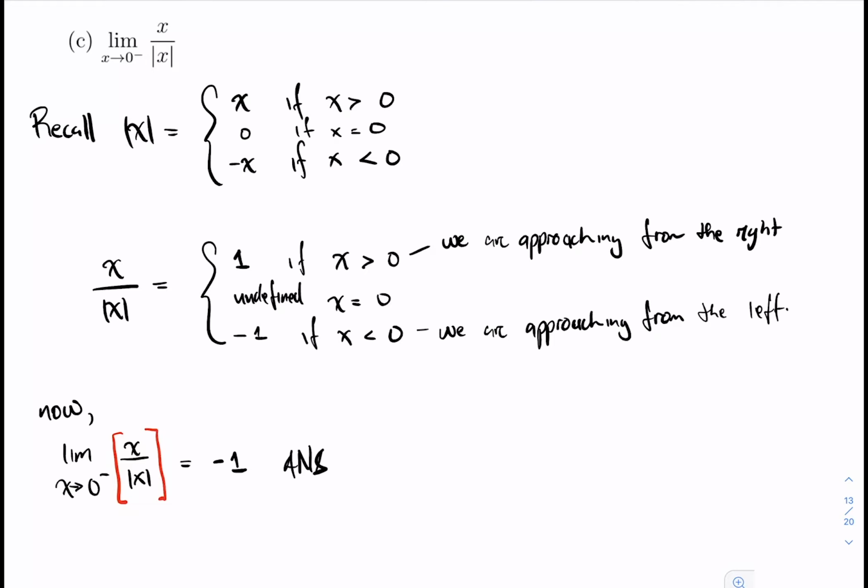Okay, so approaching from the left can always be associated with x less than, and approaching from the right can always be associated with x greater than. That's something we want to make a note of.